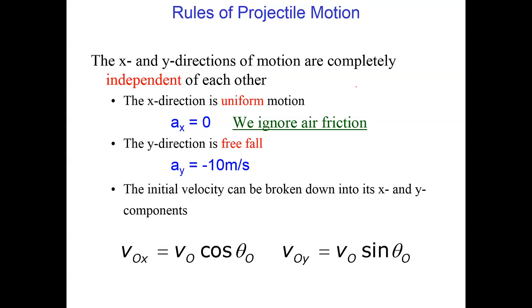You also want to remember, if we are given an initial velocity at some angle, then we can use our vector components to find the initial velocity. So the x component of our initial velocity is going to be that initial velocity times cosine theta, and the y component here is going to be the initial velocity times the sine of theta.